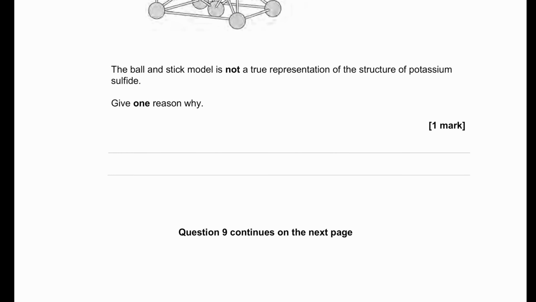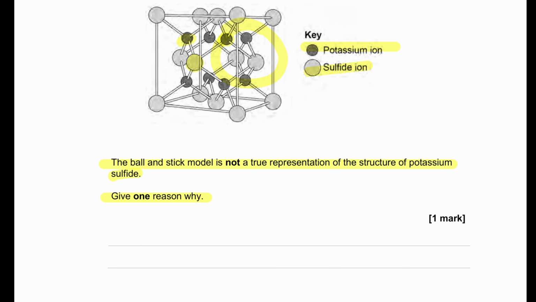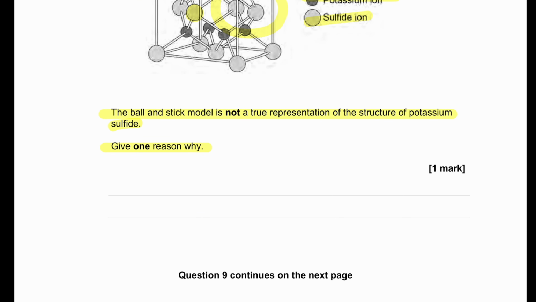The ball and stick model is not a true representation of the structure of potassium sulfide. Give one reason why. One of the problems here is that for each sulfur, it is not clearly shown how it is connected with two potassium. The problem is there are no gaps between the potassium ions and the sulfide ions.